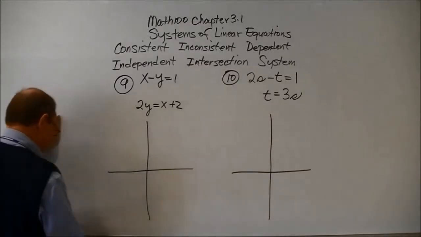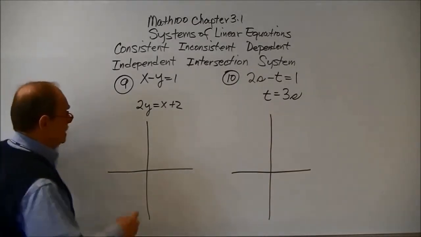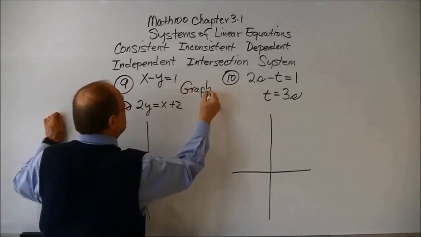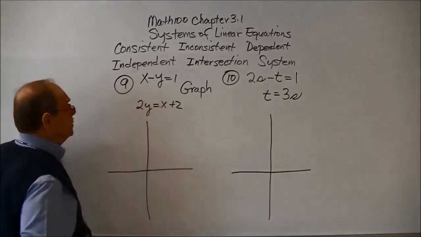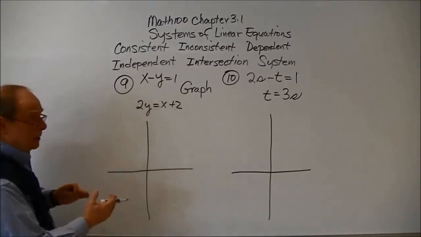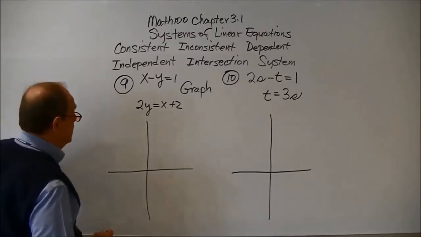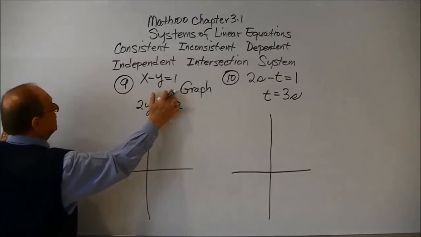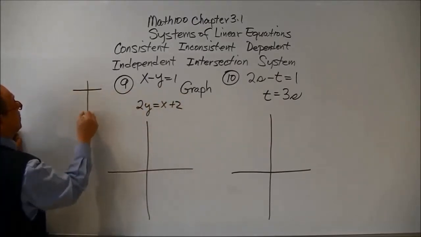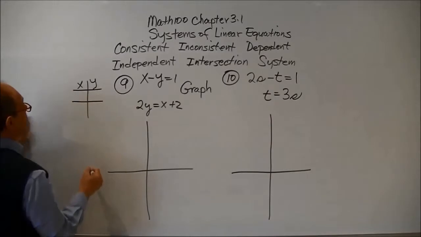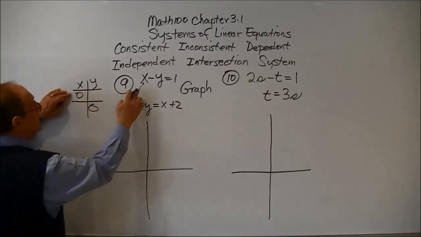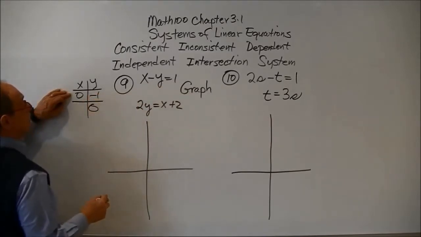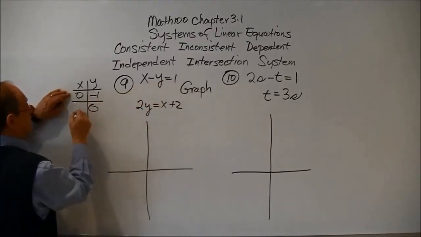Okay, for 9 and 10, they're asking us to graph these systems of equations to see if we can find the point of intersection. So again, what strategy might you use to graph this? Well, it's in standard form, so let's use the x and y t-chart. If x is 0, y is going to be negative 1. If y is 0, x is 1.